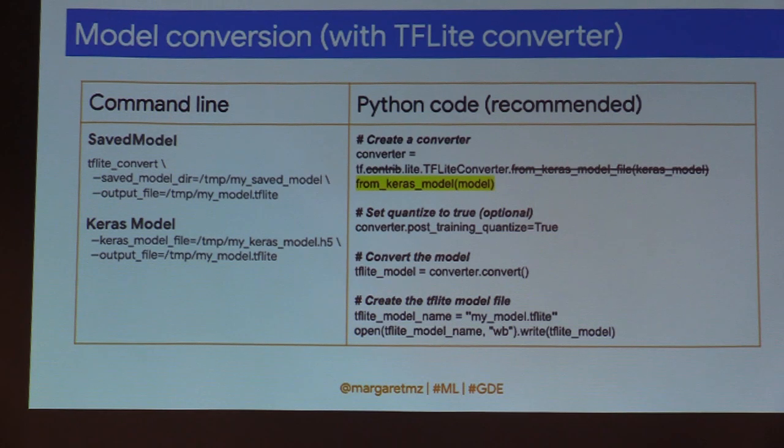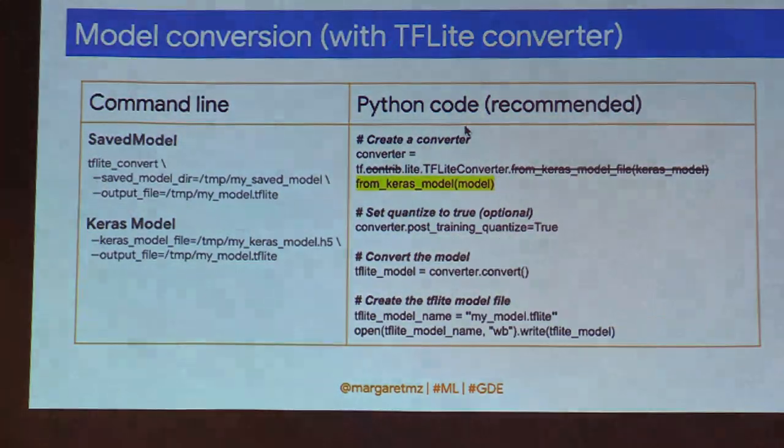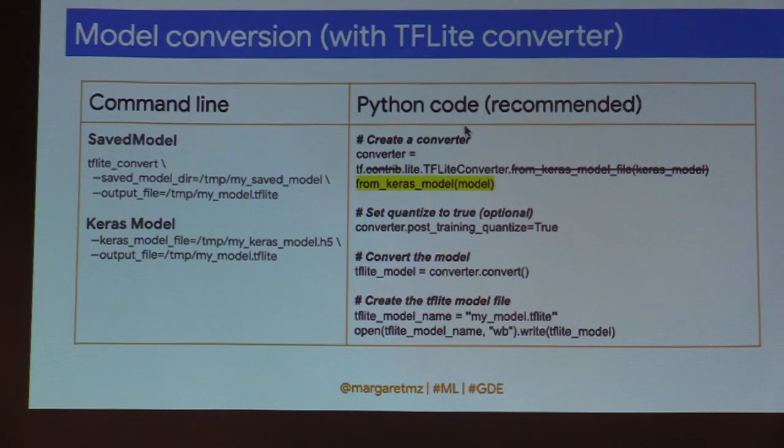So, as I mentioned earlier, there are two options for converting to TFLite. One is via command line, another one is via Python code, and this is recommended: use Python code. Okay, but sometimes you have no choice, you have to use the command line. Can you think of a scenario where you have to use the command line? One scenario is when someone gives you some model and you need to convert it, so you just do it through the command line.